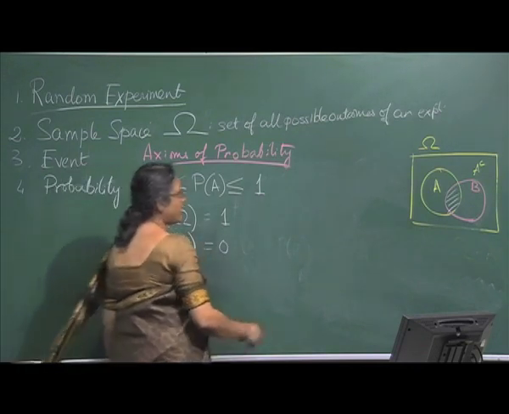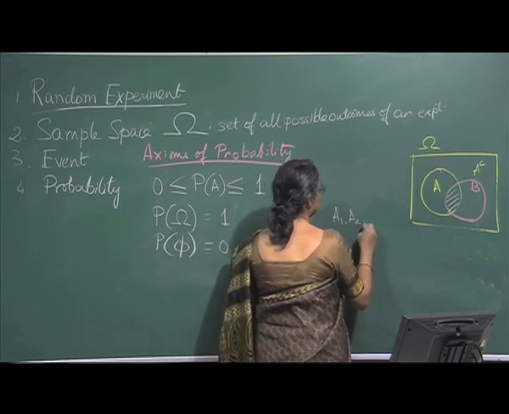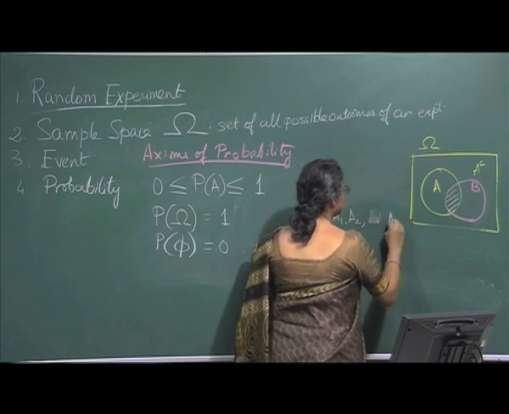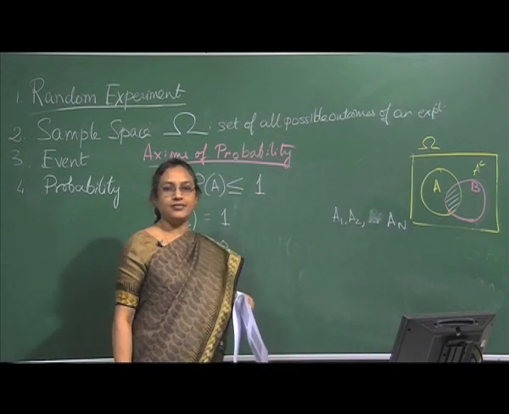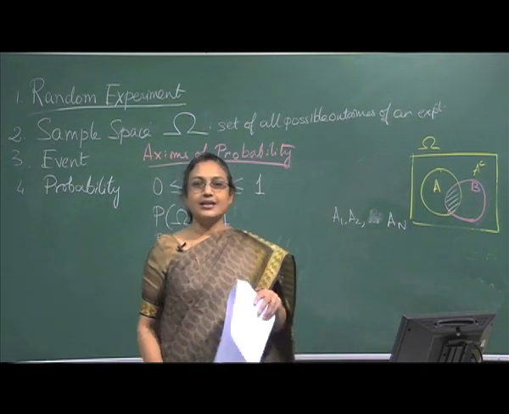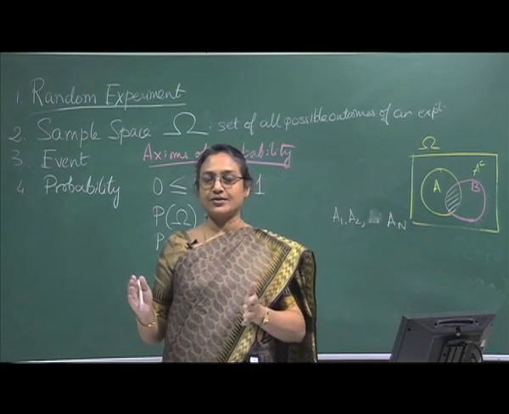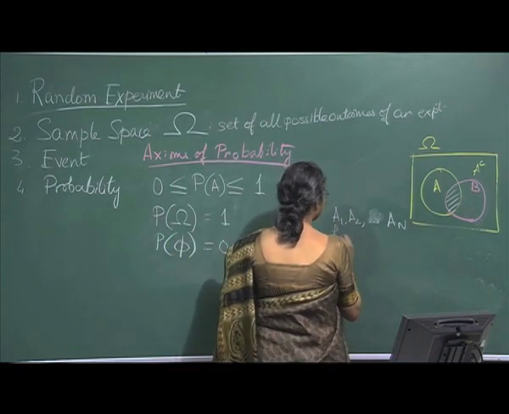Also, if A1, A2, ..., An are disjoint events and their union is A, then we say that A1, A2, A3, ..., An form a partition of A.